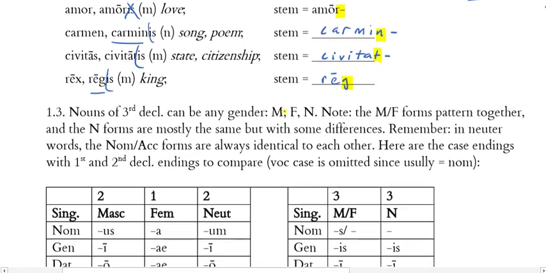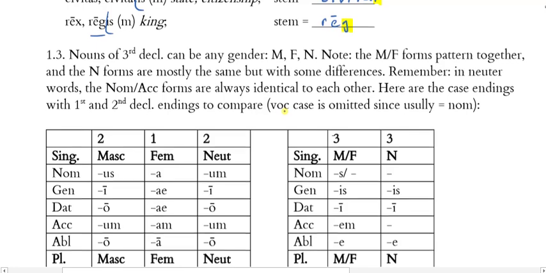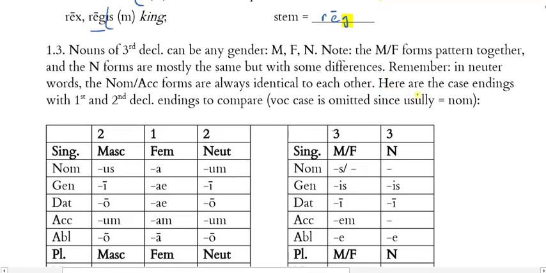So let's take a look here at the case endings as well. Now, nouns of third declension can be any gender, masculine, feminine, or neuter. Generally, they pattern into feminine for first declension and masculine and neuter for second declension. Here, all bets are off. What you will notice, though, I hope, is that the masculine and feminine forms pattern together in third declension. So they are going to be the same as each other.